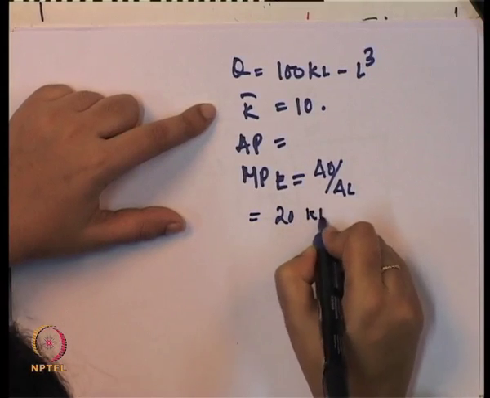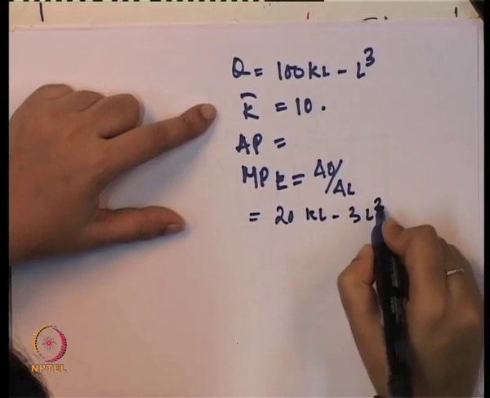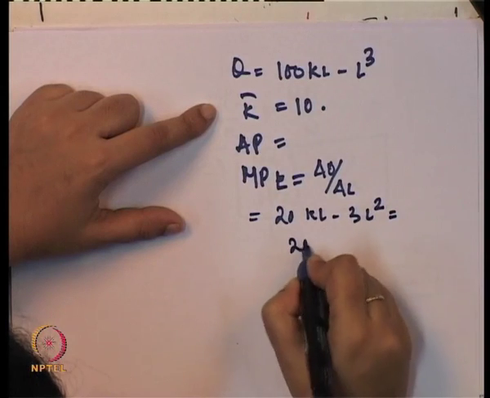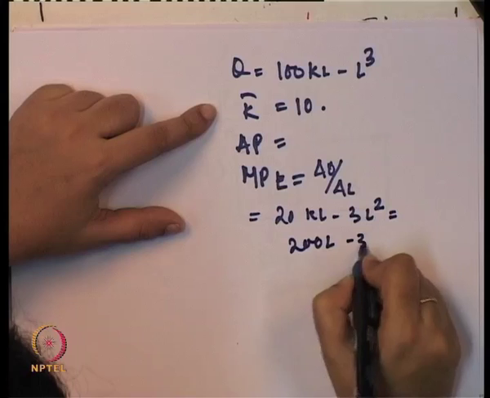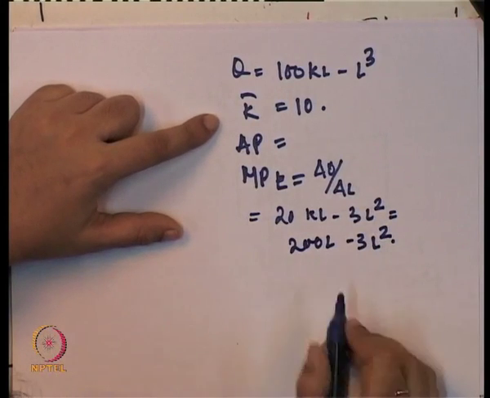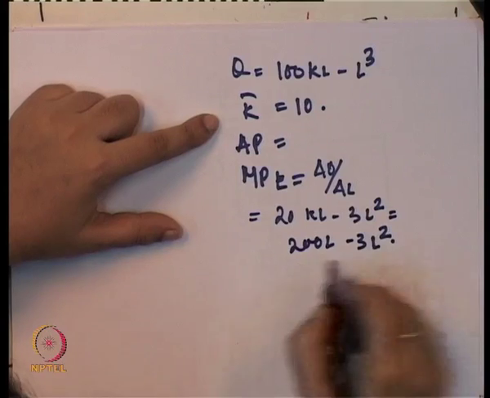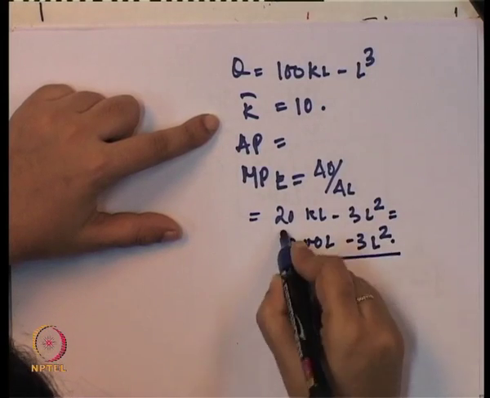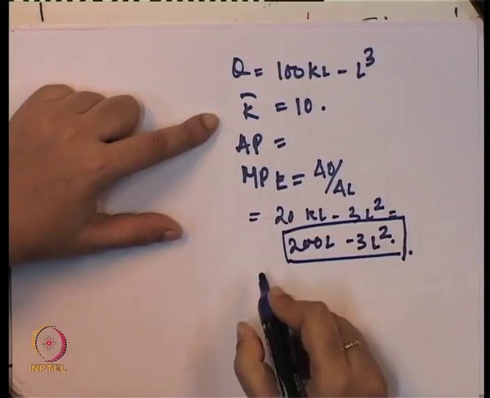20 KL minus 3 L square. So, that comes to 200 L minus 3 L square. Now, this is the marginal product of labor.